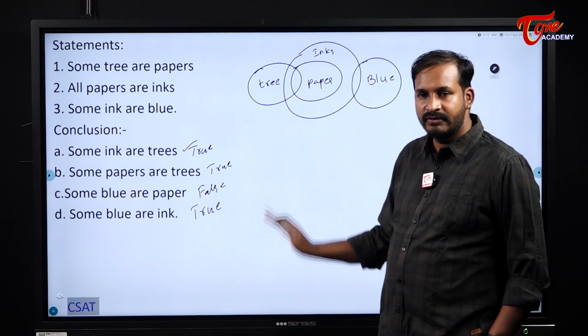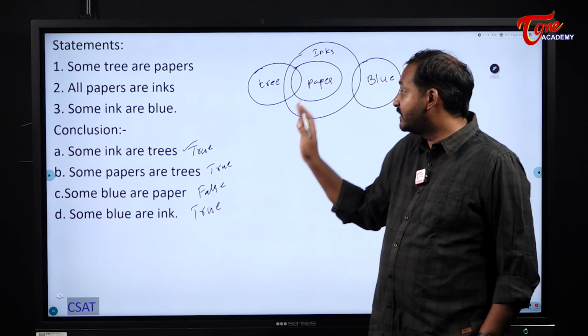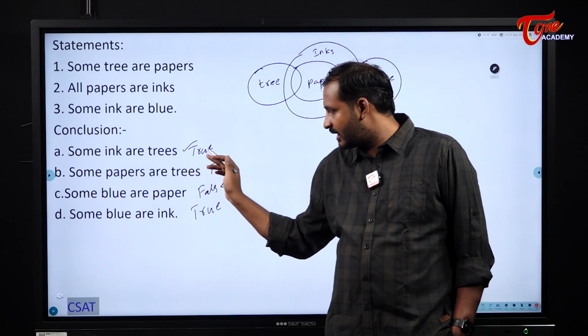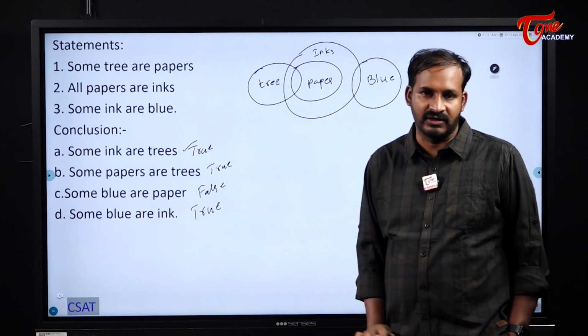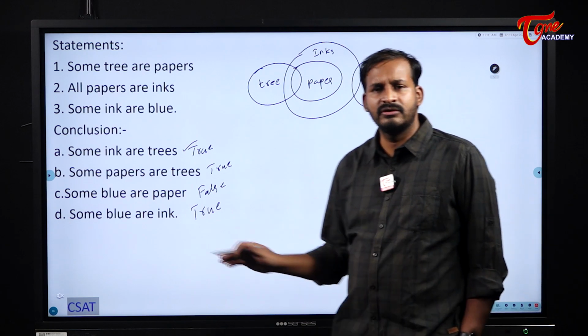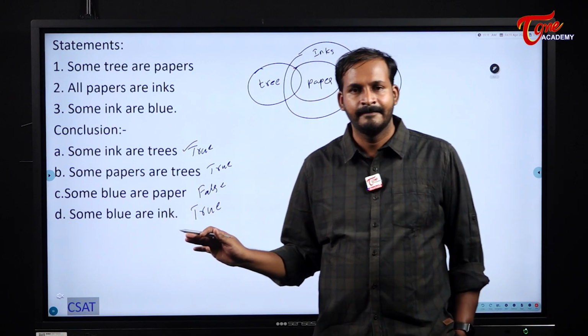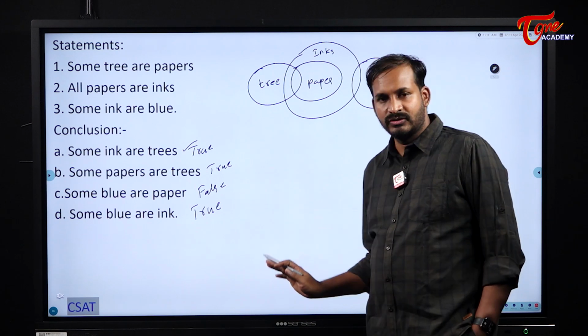So, we have drawn only one diagram, that is the basic diagram, and we checked in that basic diagram. If it is true, we marked it as true. If it is false, we simply marked it as false. That's it. There will be no issue with the positive conclusions, students, usually.